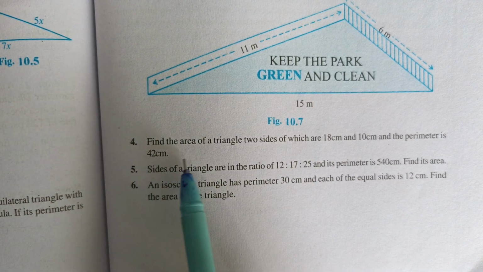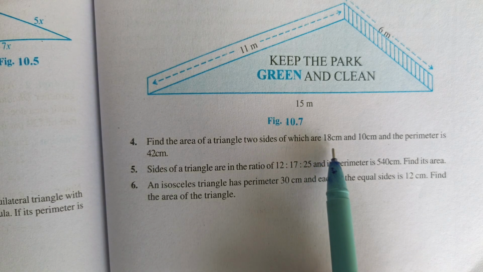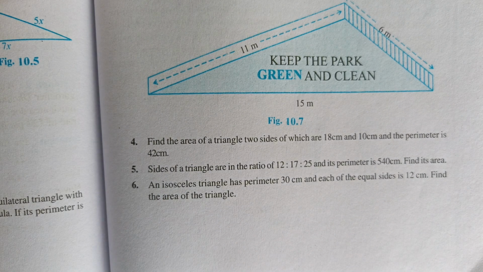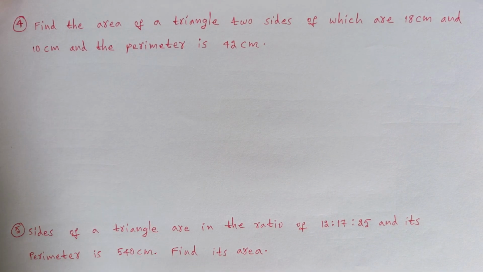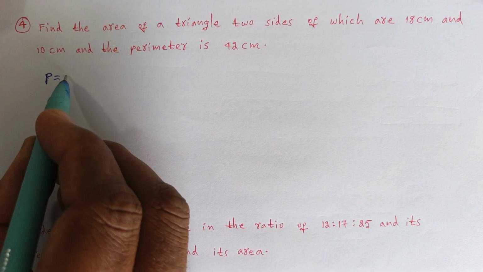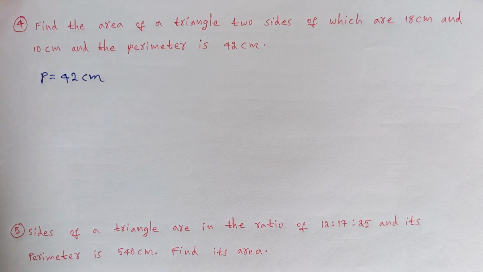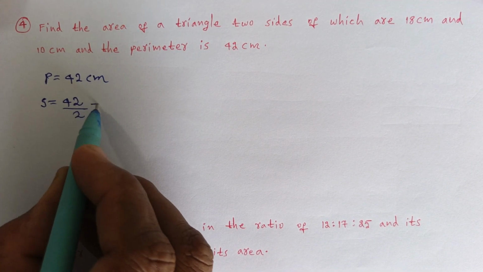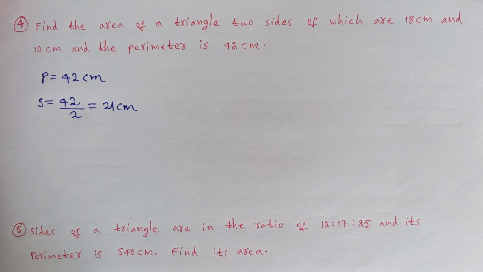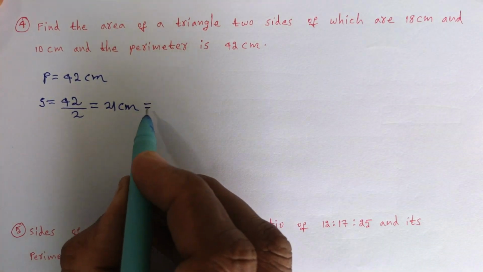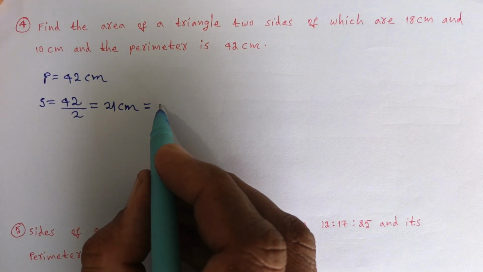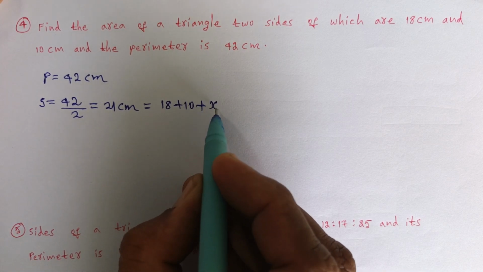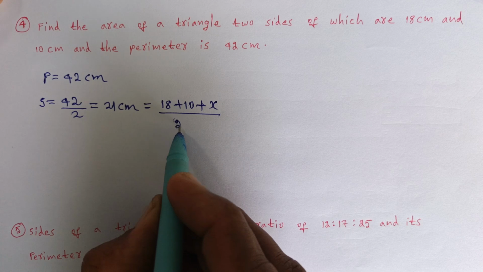Coming to the fourth question, find the area of a triangle, two sides of which are 18 centimeters and 10 centimeters, and the perimeter is 42 centimeters. So in this problem, perimeter is given, I am writing it as P equal to 42 centimeters. So semi-perimeter is generally half of it, P by 2, that is 42 by 2, 21 centimeters. I am equating this with its formula, that is a plus b plus c by 2, that means 18 plus 10, and the third side we don't know, I am assuming that as x, divided by 2.